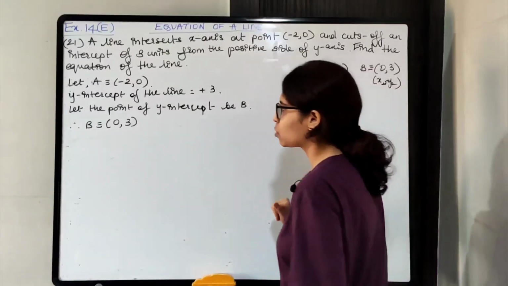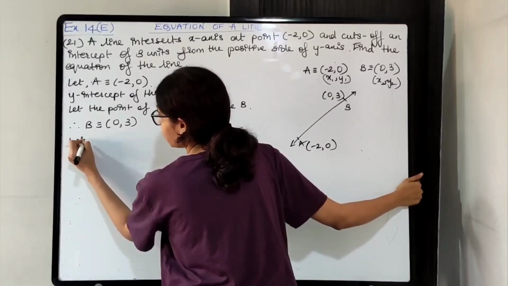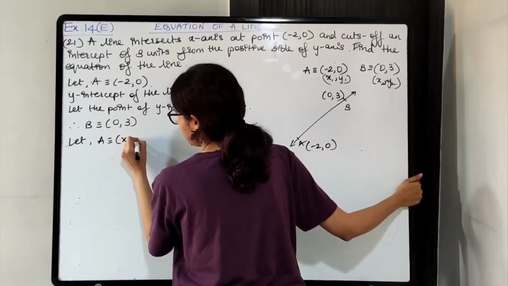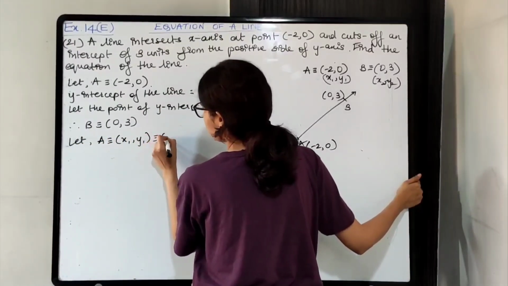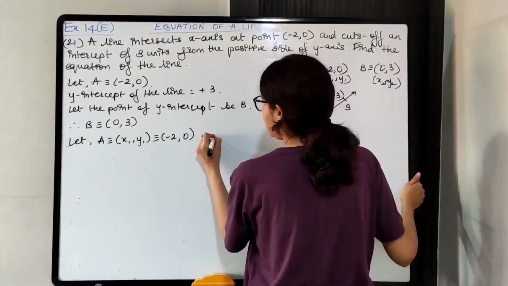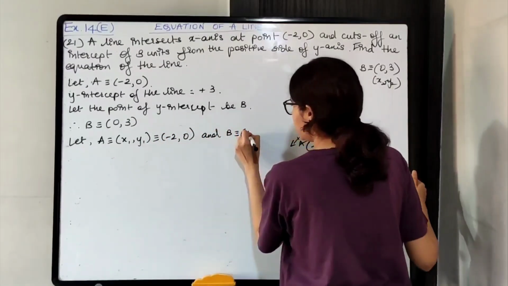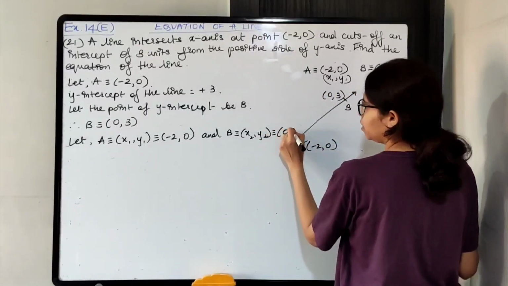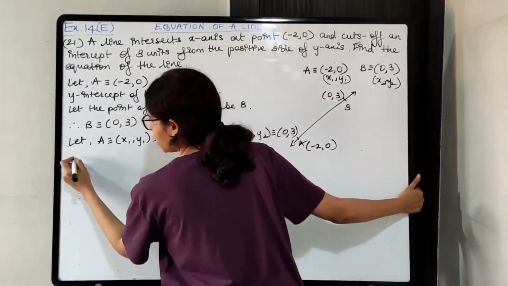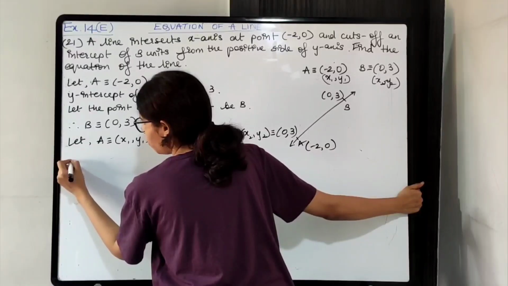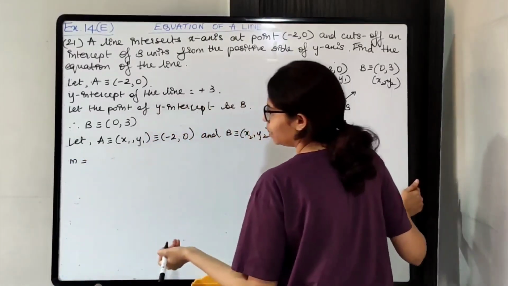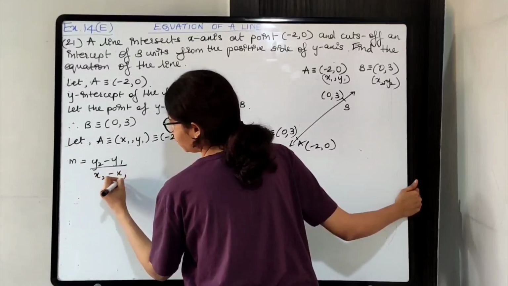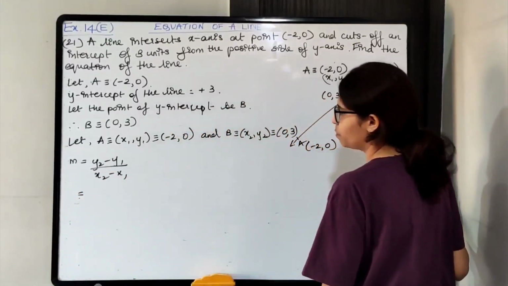Okay, so A we'll take as x1, y1, which is -2, 0, and B x2, y2, which is 0, 3. Okay, so write down the slope of AB, that is m, will be y2 minus y1 upon x2 minus x1, or y1 minus y2 upon x1 minus x2.